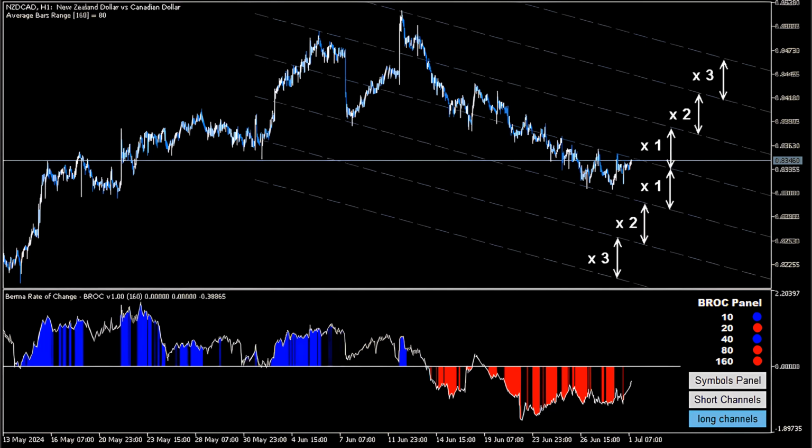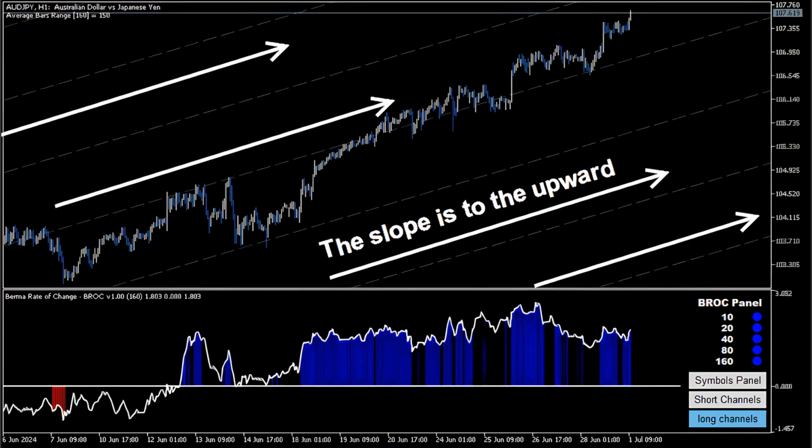The difference between these channels is the multiplier used to calculate the standard deviation. The Berma Grid is used as an indicator of price movement. When the grid is trending upwards, this is an indication that the main trend of price movement is up.